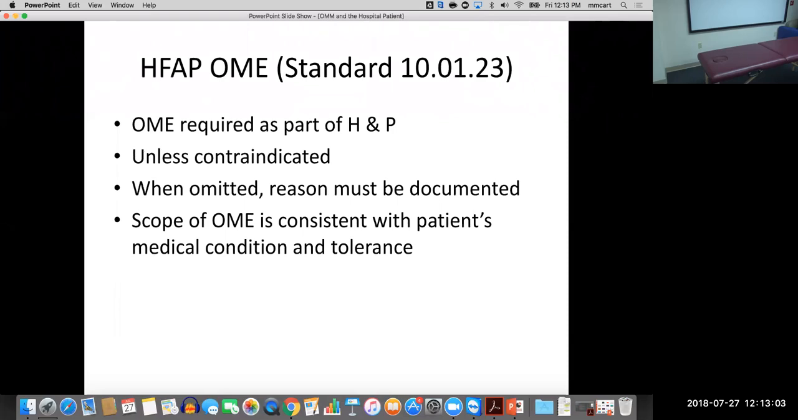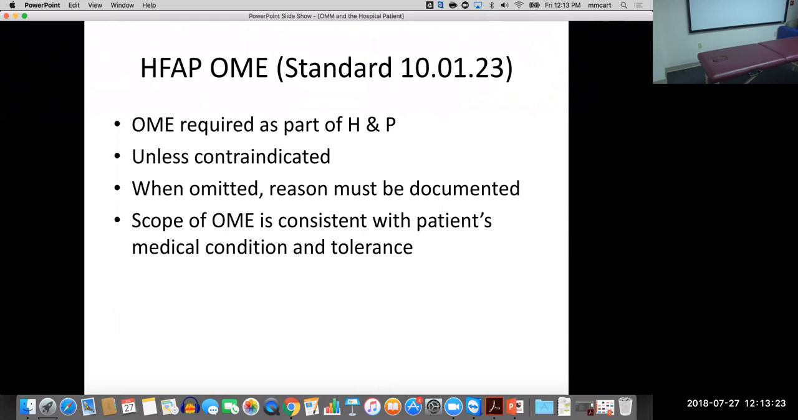Okay, so here we are with our standard, and it's required as part of the H&P unless contraindicated. If you believe it's contraindicated, then you have to document why you didn't do it. And then the osteopathic musculoskeletal evaluation should be consistent with their medical condition and tolerance.